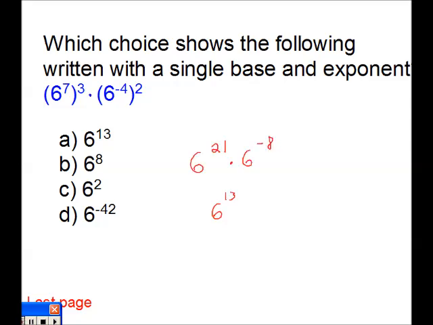Okay, it looks like the answer is A, because when you work this out, here we have a power of a power. You multiply your exponents. Okay, I'm going to wait on this, because I have to do exponents first. I have a power of a power, so I'll multiply my exponents. Okay, now I have my multiplication sign. Now I have the product of powers, so I'll simply add my exponents, and here we go.